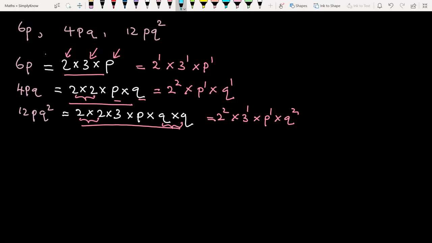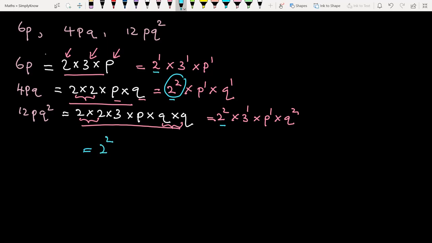What are our factors here? We got 2, 3, p and q. So greatest power of 2 is, it should be 2 to the power 2, isn't it? We have 2 to the power 1 here, 2 to the power 2 here, and here also we have 2 to the power 2. So the greatest power of 2 is 2 to the power 2.